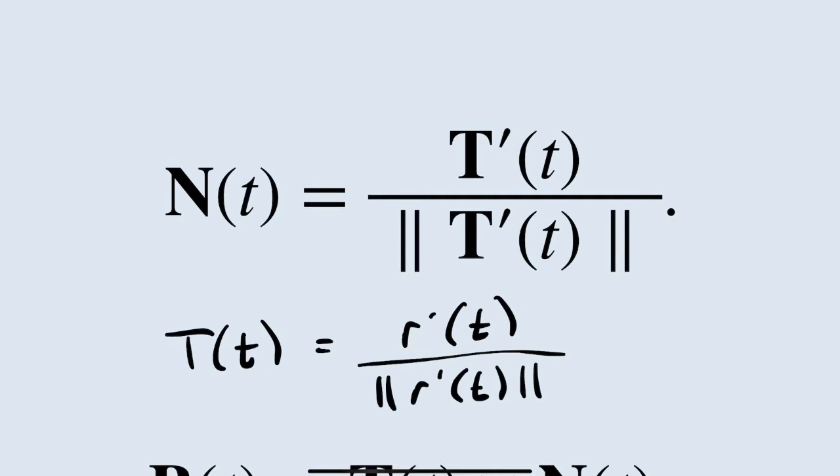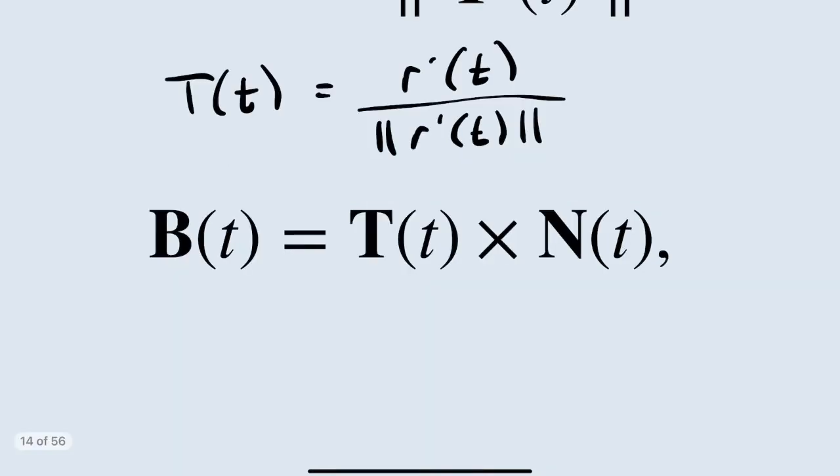Notice this is really similar to the equation of T of t. For T of t, we just took the derivative of the function and divided by the magnitude of that derivative. If T of t described how r of t was changing at a given point, the normal vector is describing how T of t is changing at a given point. And then the binormal vector, denoted as a capital B of t, this is just the cross product of the unit tangent vector and the normal vector.